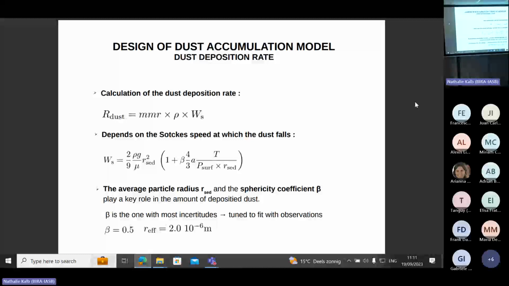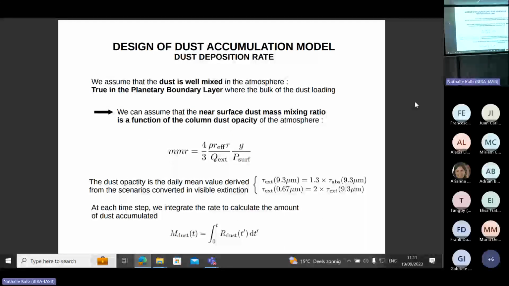The other parameter, beta here, is the sphericity coefficient. It tells us whether our particle is spherical or not. The closer it is to 1, the more spherical the particle. We have a lot of uncertainty on this coefficient, so we can tune it to best fit the observation with our model. The value that gives us the best agreement is 0.5.